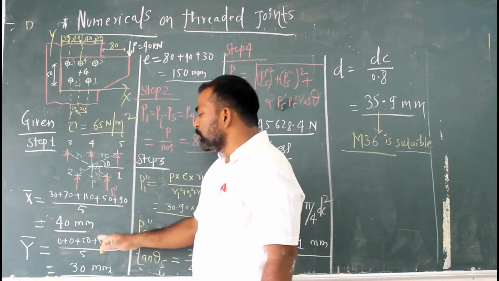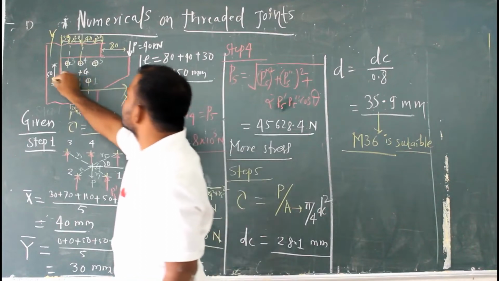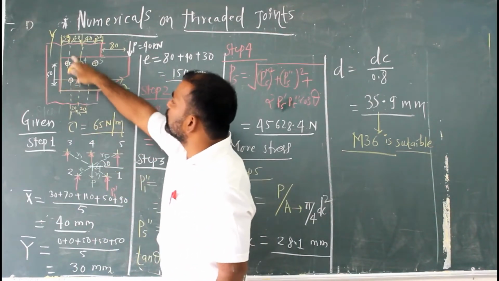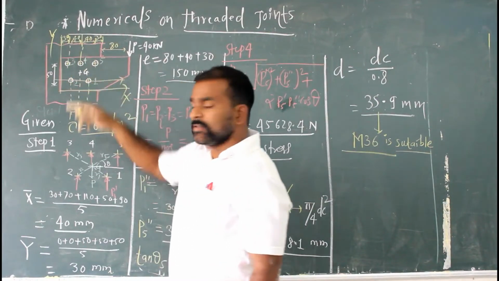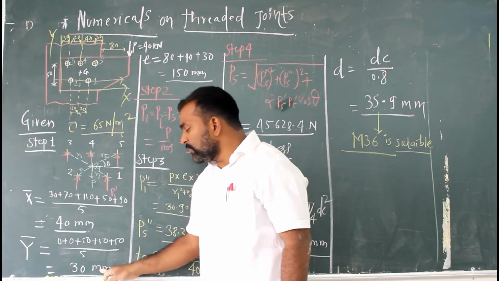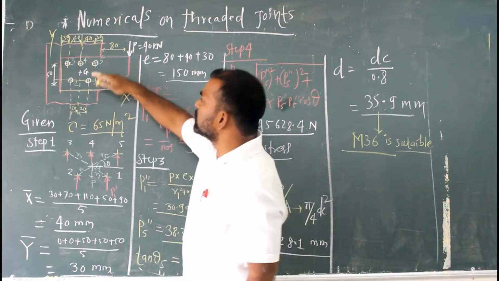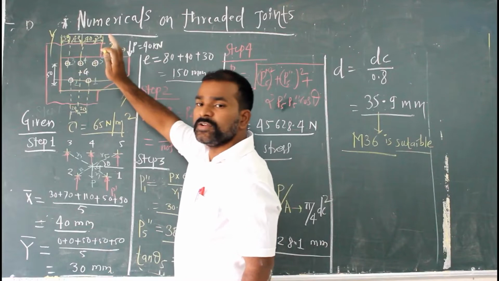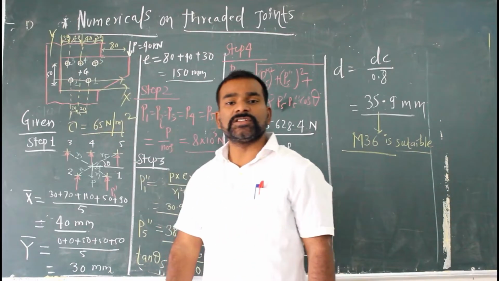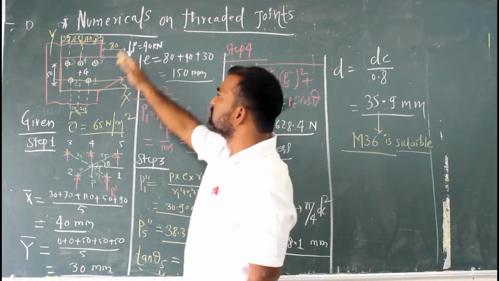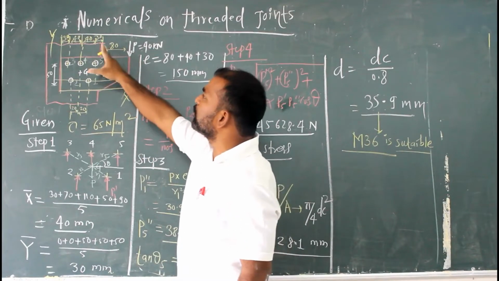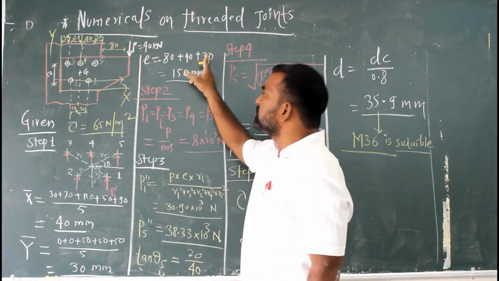So y bar is equal to, again, this is the reference line. Then along the y-axis, this is 0, 0, 50, 50, 50, divided by the number of bolts, 5. So by this I will get 30. It indicates that the CG will be at a distance of 30 from the horizontal line and 40 from the vertical line. So this will be the CG calculation. This CG is helpful for calculating the moment, that is P into eccentricity. Eccentricity is 80 plus 30 plus 40. That will be the eccentricity.